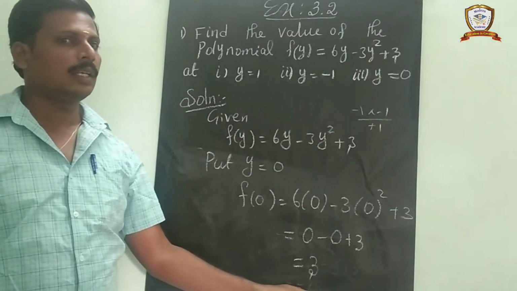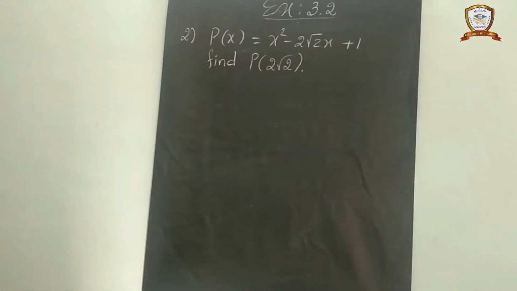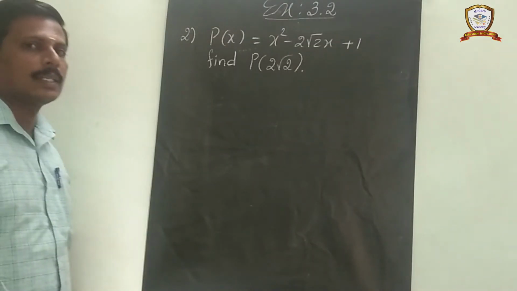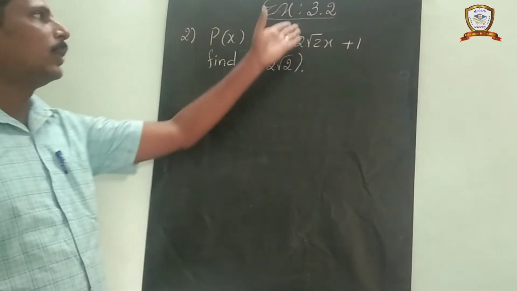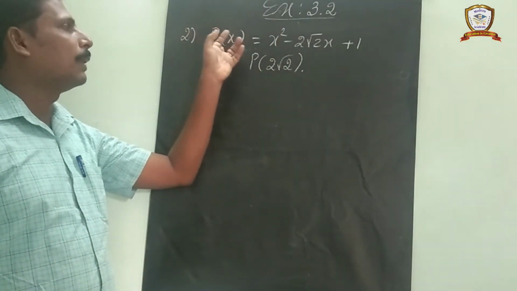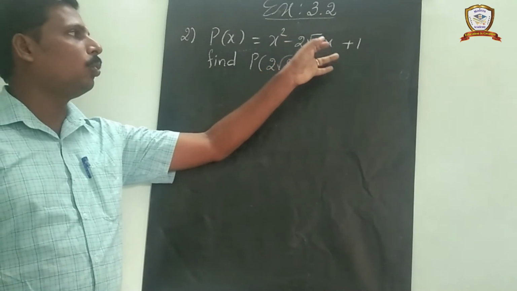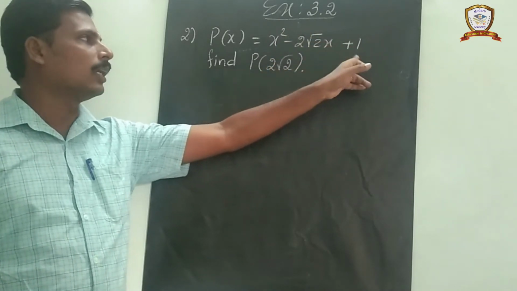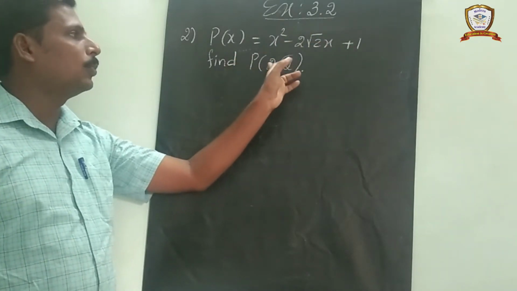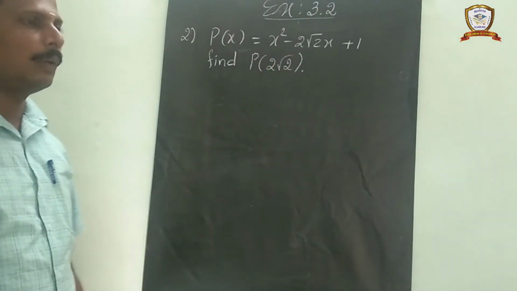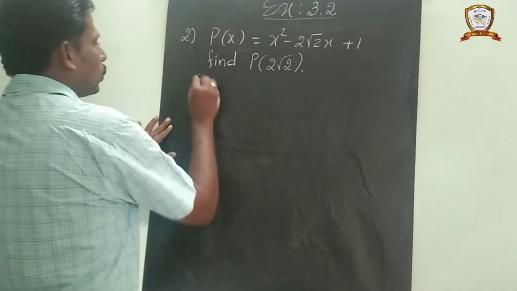Okay children. Then the second sum, Exercise number 3.2: if p of x is x squared minus 2 root x plus 1, find p of 2 root 2. So, solution.